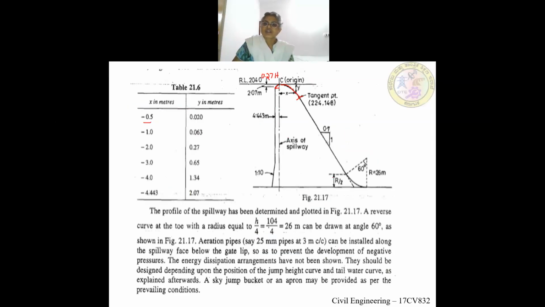So now the profile of this spillway has to be determined and plotted as shown in this figure. A reverse curve at the toe with a radius of H by 4 is required. This can be obtained by drawing a curve of radius H by 4. H is the height of the spillway, 1/4 of the height, that is 26 meters, at an angle of 60 degrees, and this can be joined. So this will give you the profile of the Ogee spillway. Thank you for listening. I'll end the session here.